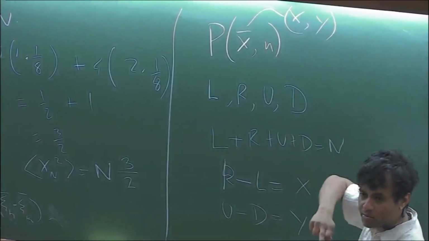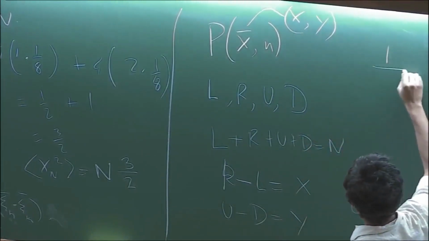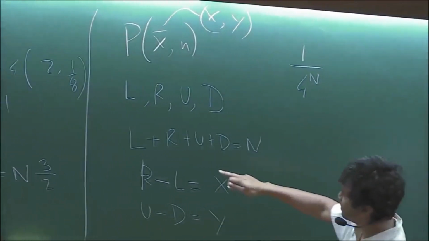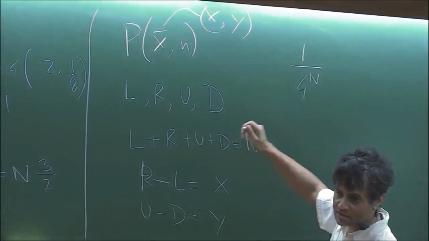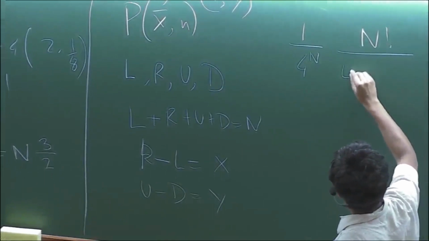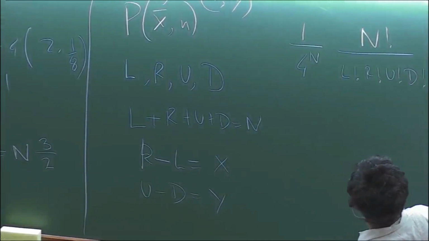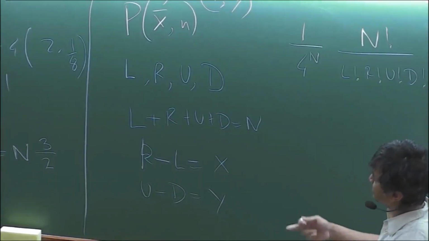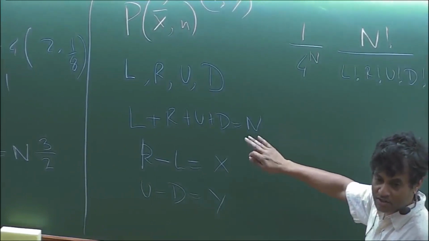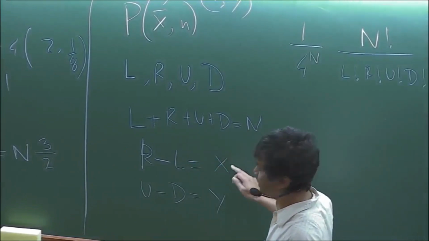So the probability of each path is how much? 1 by 4 to the power n. Right, and then the number of combinations I can get doing L, R, U, D is n factorial divided by L factorial, R factorial, U factorial, D factorial. And so now of course the problem is what? Yeah, there are 4 variables L, R, U, D, and only 3 constraints.